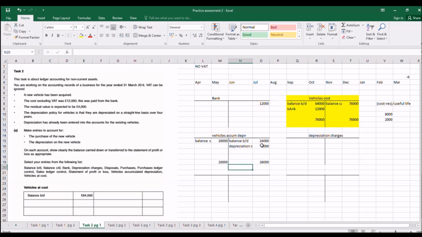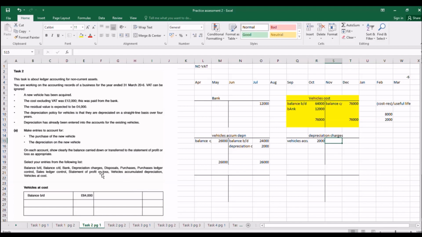And then here we have our credit of the depreciation charge. So here we would have the vehicles cumulative depreciation. Vehicles cumulative depreciation. That was quite correct, wasn't it? And that will be the other side, the debit of that, which is the expenses. Now this one is going to be moved into the profit and loss account.